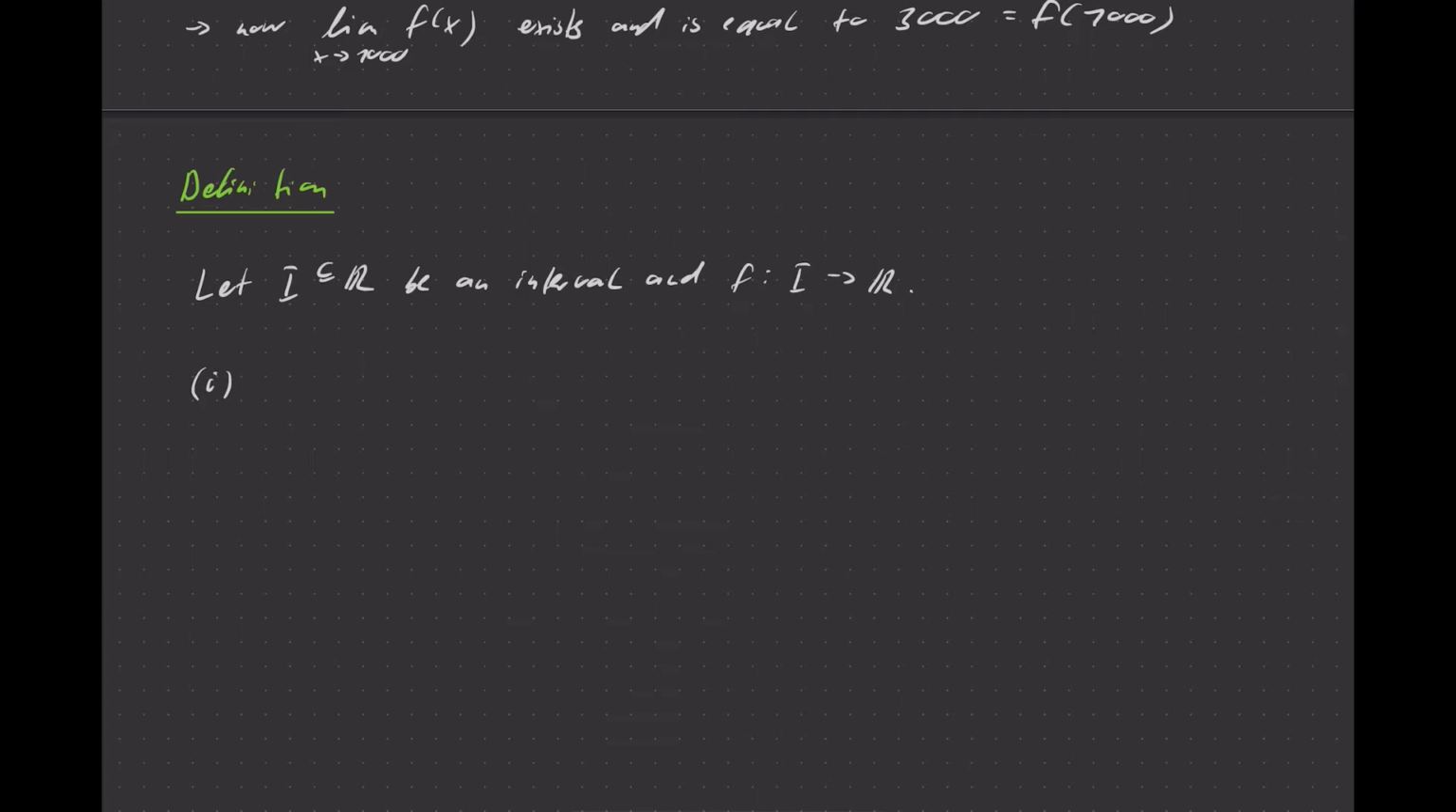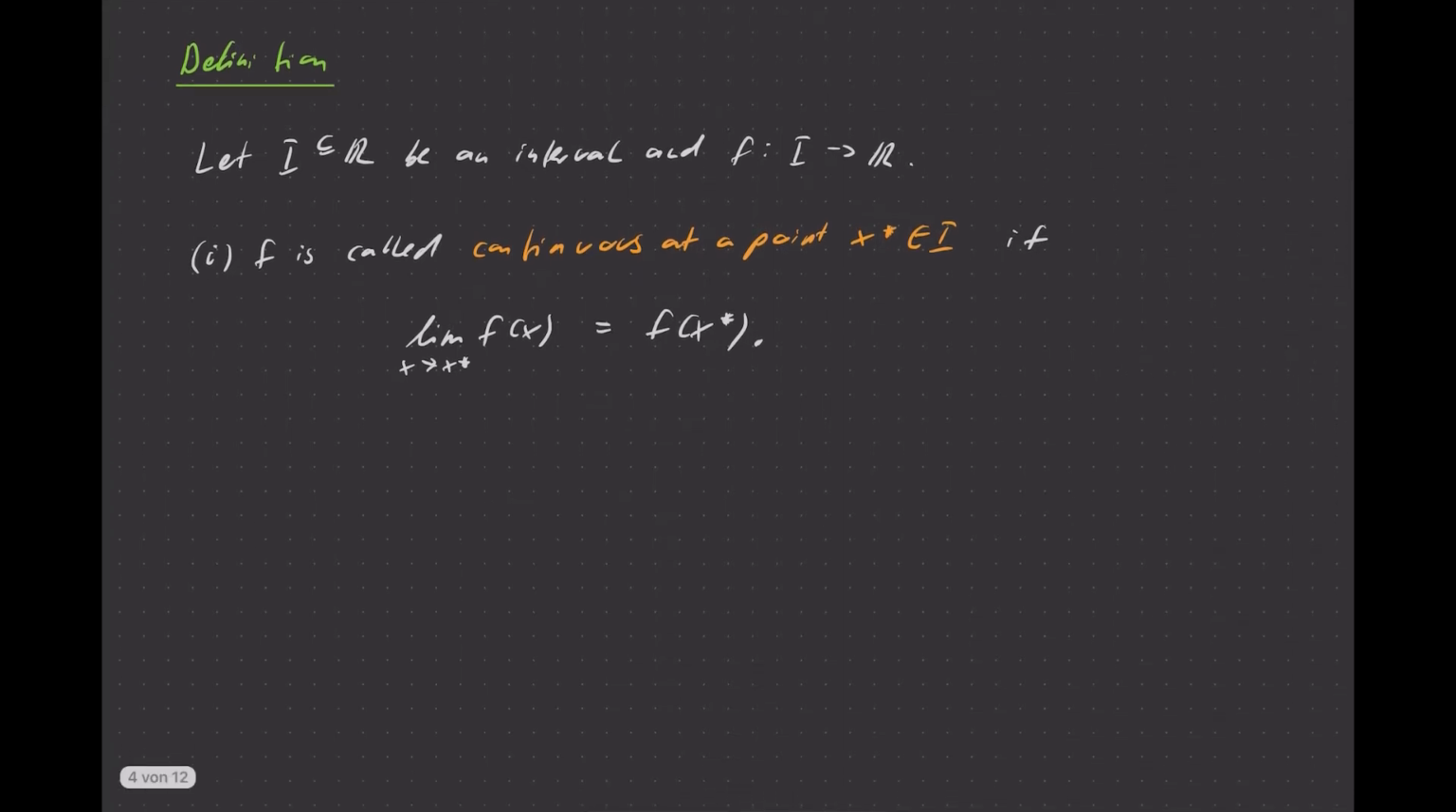Then let's first define what we mean by continuity at a certain point. f is called continuous at a point x star in I if the limit of f of x as x tends to x star exists and is equal to the value of the function. So that's continuity. The value doesn't jump away from what the neighborhood suggests.